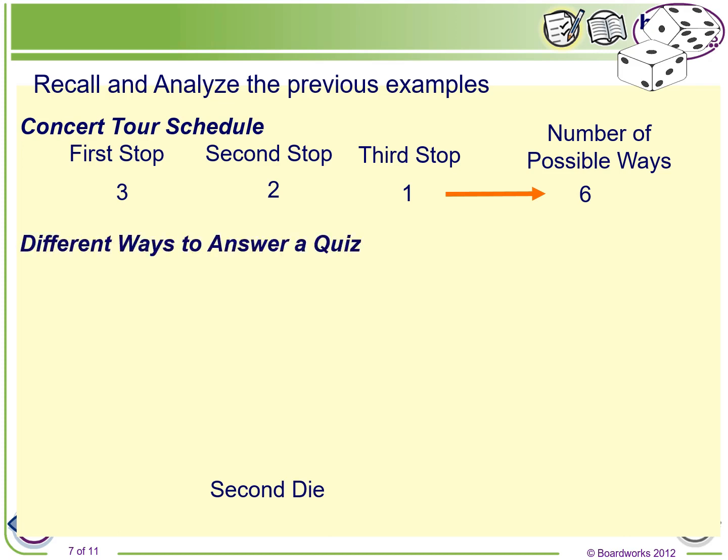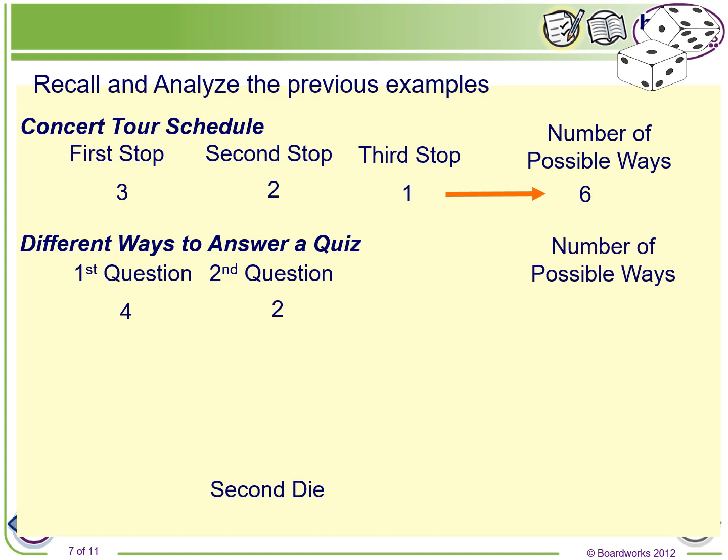And how about the different ways to answer a quiz? In the first question, there are 4 choices, so we have 4 possible outcomes. In the second question, which is a true or false question, we have 2 possible outcomes. It could be true or false. So how many are the possible ways or possible outcomes? The answer there is 8, right?